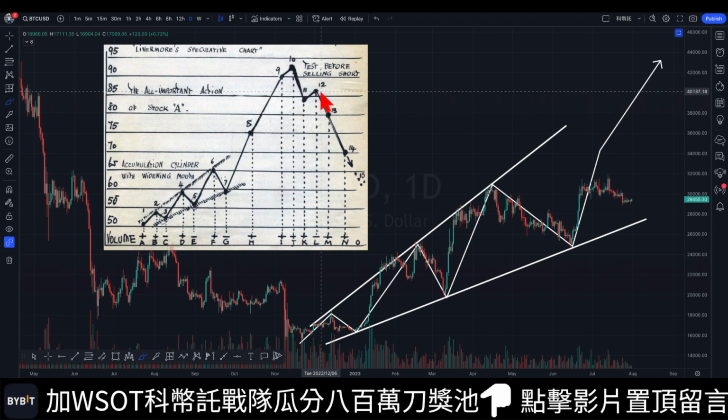Currently, we haven't observed any significant increase in volume. So I believe we might need to wait a bit longer or consider a different perspective. For instance, if we encounter bullish candlesticks with large volumes, in this position, I am confident that it could lead us to the model described by Livermore.